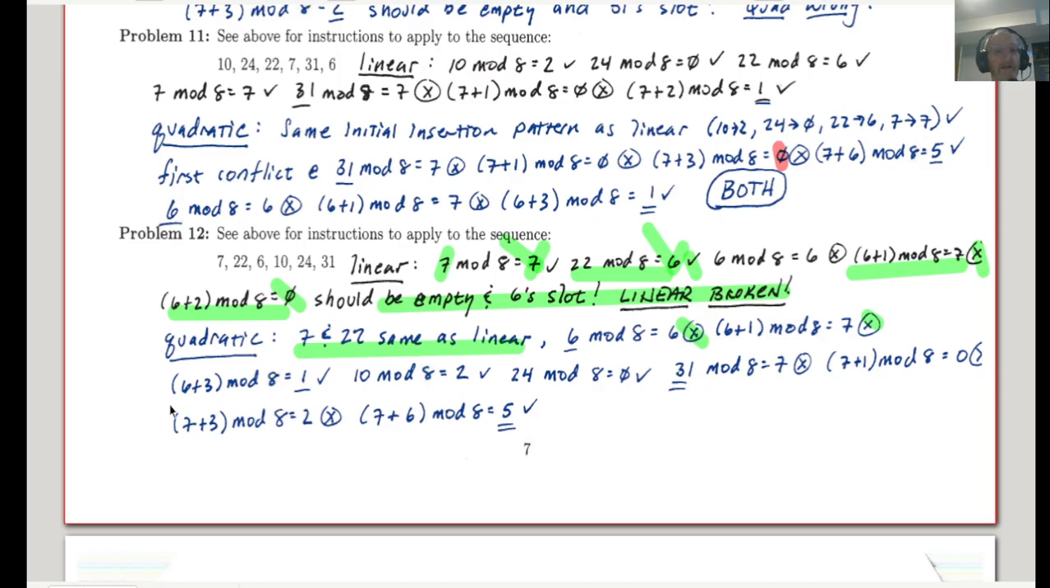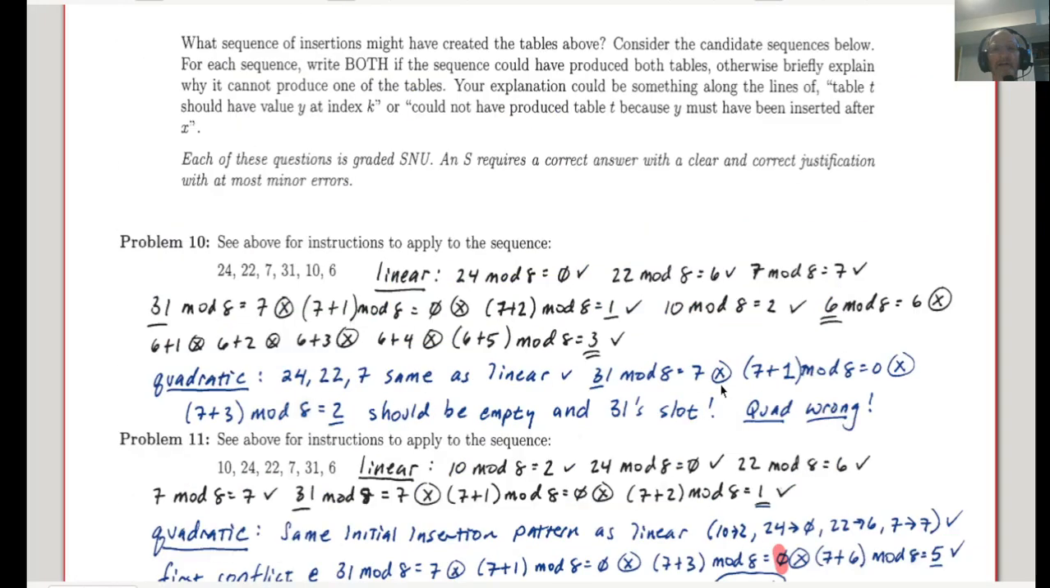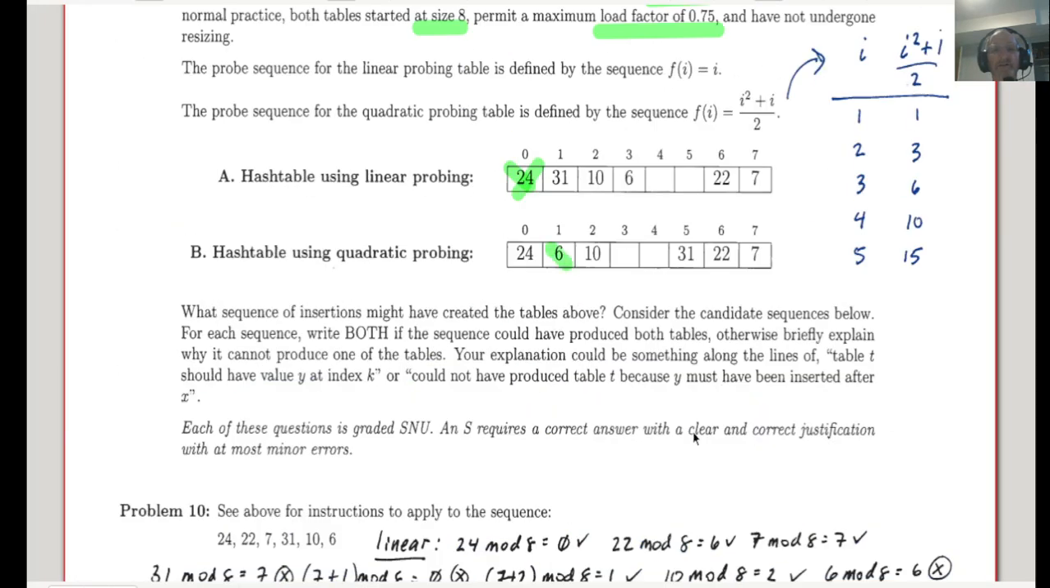But now things change. Second probe value for quadratic is 3, so 6 plus 3 mod 8 is 1, and that's where the 6 should land. And in fact, in the table, that's where 6 is, so all is good.